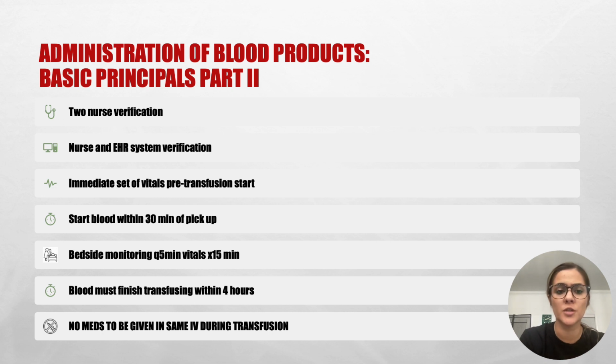Blood must finish transfusing within 4 hours. So just make sure that the rate you choose to transfuse your unit is appropriate to finish that unit completely within the 4-hour window. And then no meds are to be given in the IV site while the blood transfusion is ongoing. Just keep it completely separate, because should the patient have a reaction, you will not know if it's from the medication versus the blood, nor do you know if the blood is compatible with that medication. So keep those very separate. If that means starting a new line, if the patient absolutely must have something, then sure, you can do that.